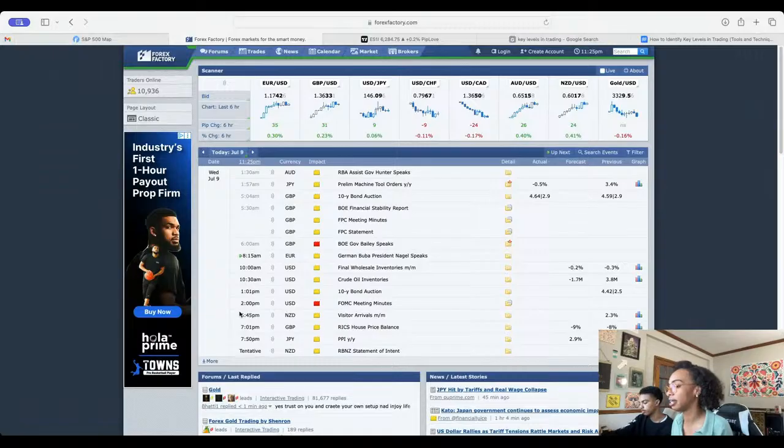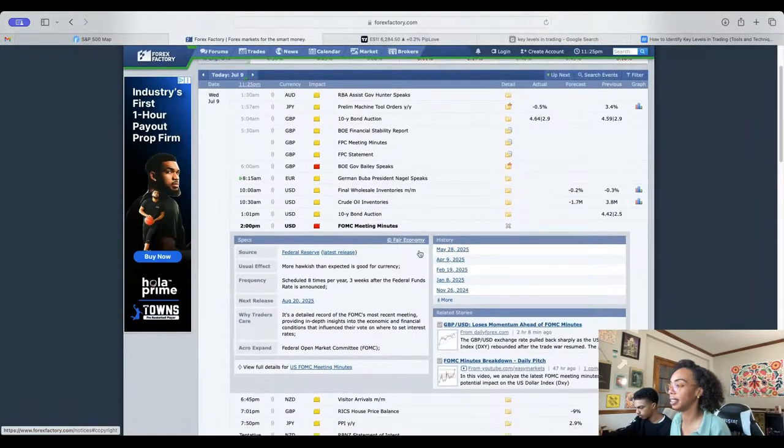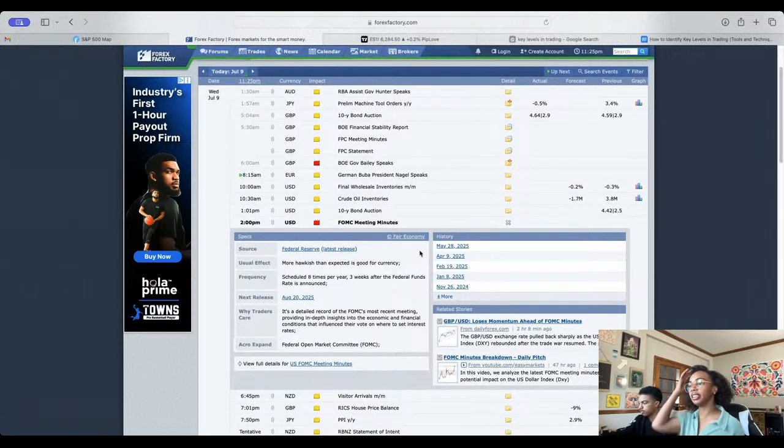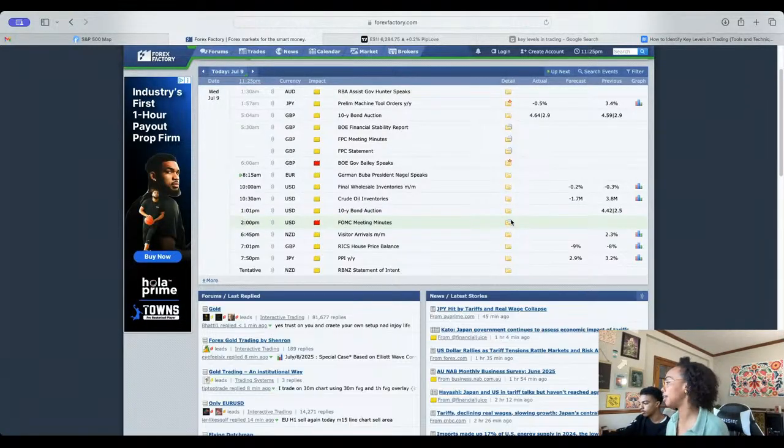It will tell us the time. So at 2 p.m., we have FOMC meeting minutes for the USD currency. You guys know what that means. It's a detailed record of the FOMC's most recent meeting, providing in-depth insights into the economic and financial conditions that influence their vote on where to set interest rates. So this is very important, so we don't trade during this time.